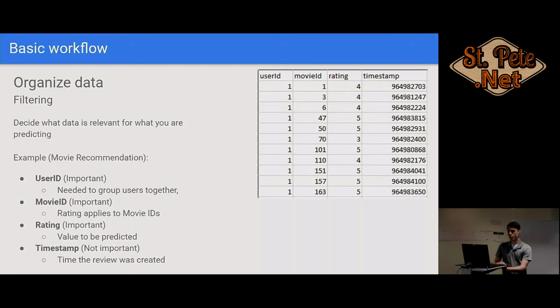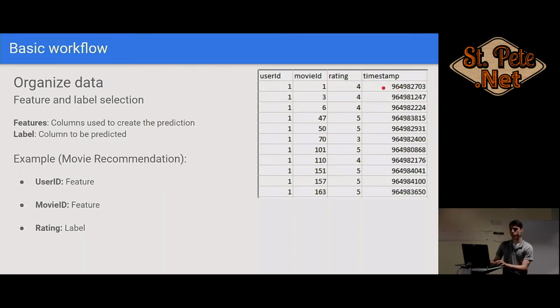So what is the basic workflow for using ML.NET? Before you can do anything with ML.NET itself, you have to make sure your data is organized. So you would need to filter it and find out what is relevant to what you're trying to predict. For this example, you have a user ID, movie ID, and a rating that goes along with the movie, and then a timestamp of when the user submitted the rating. So for these 4 columns, you would only really need user ID, movie ID, and rating. Timestamp isn't useful for predictions, so we just remove that from the model.